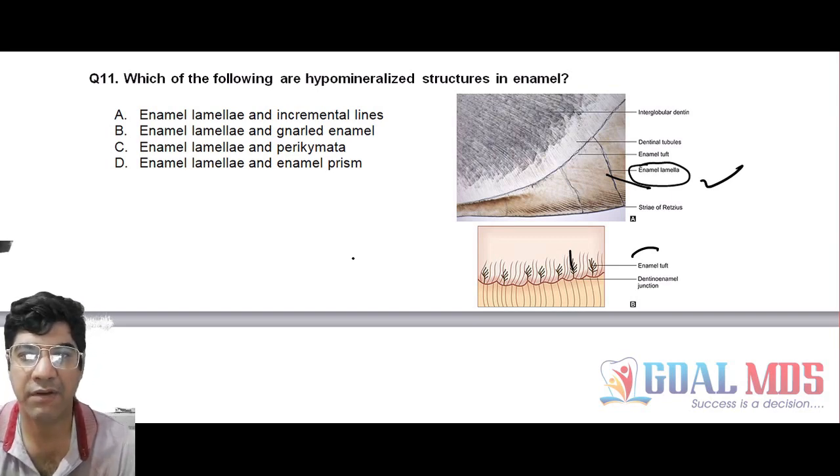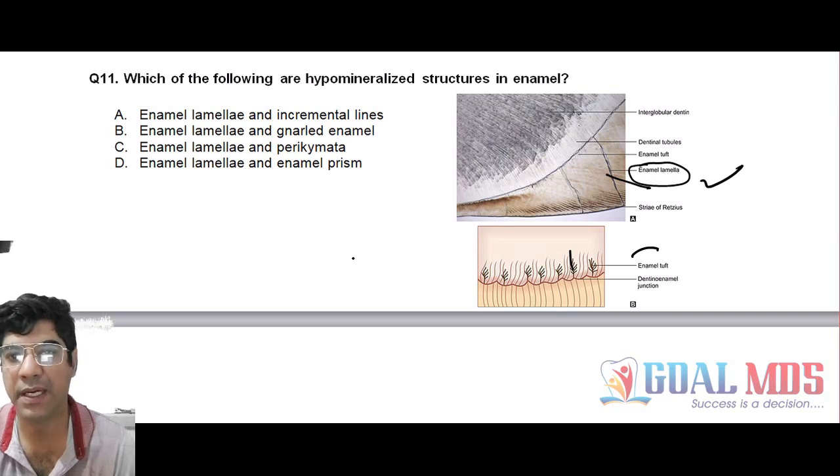The incremental lines of Retzius represent the incremental growth pattern of enamel. Some of these lines may be hypomineralized or less mineralized and can be associated with enamel structural variation. However, options B, C, D don't accurately represent the hypomineralized structures in the enamel.